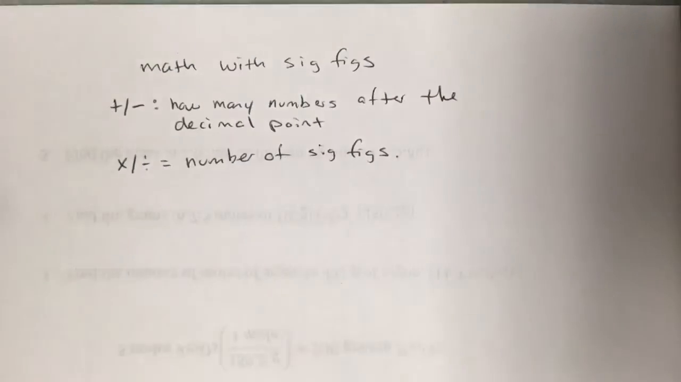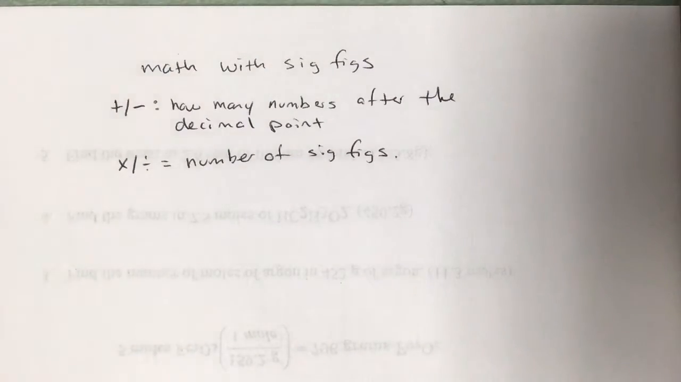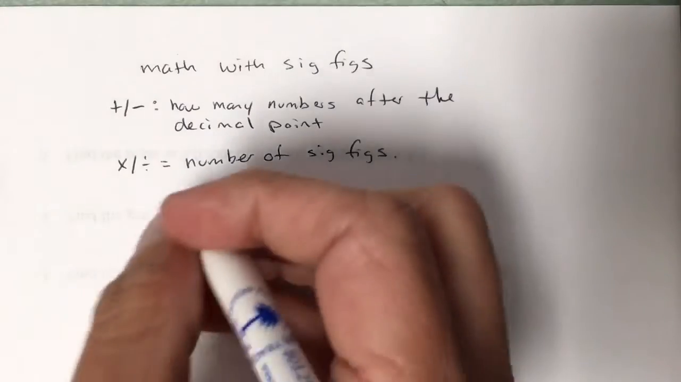What we're doing is we're looking for the weakest number in our measurement. And the weakest number in an adding and subtracting problem is the number that has the fewest place values after the decimal point. The weakest number in multiplication division is the number that has the fewest significant figures.